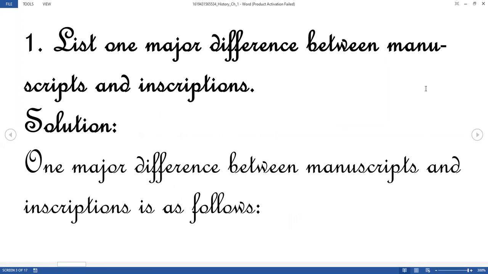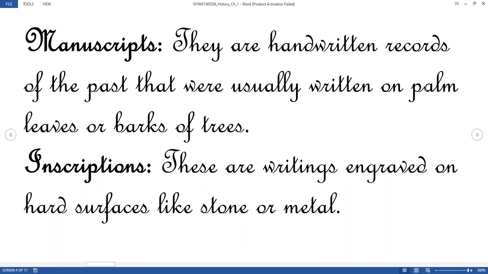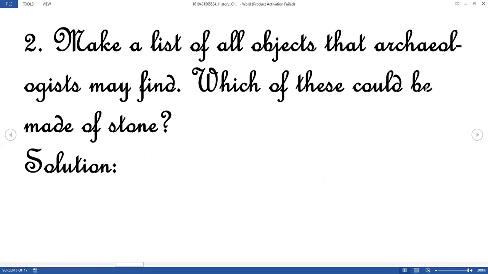List one major difference between manuscripts and inscriptions. Now, what are manuscripts and what are inscriptions? One major difference between manuscripts and inscriptions: manuscripts are handwritten records of the past that are usually written on palm leaves or bark of trees. Inscriptions are writings engraved on a hard surface like stone or metal.